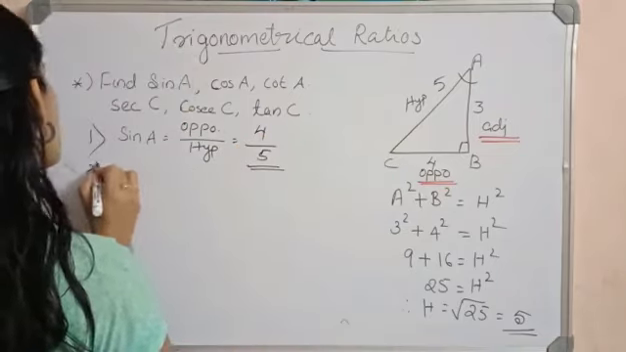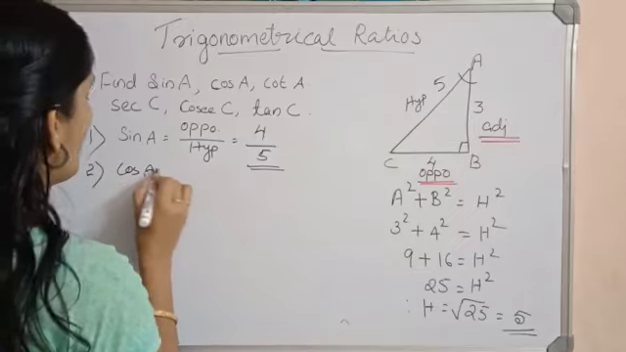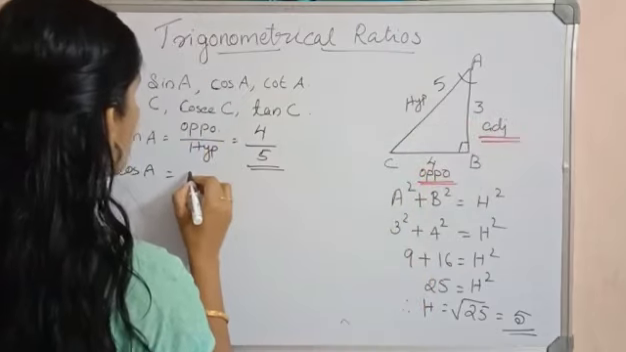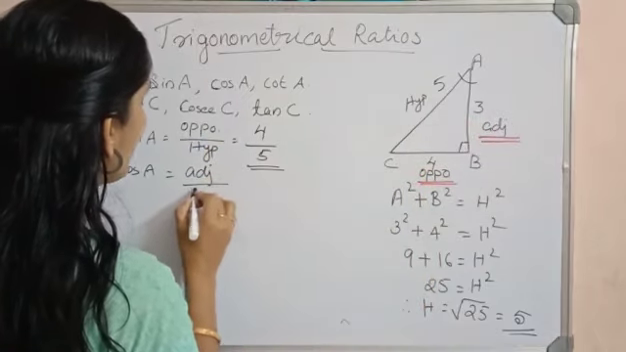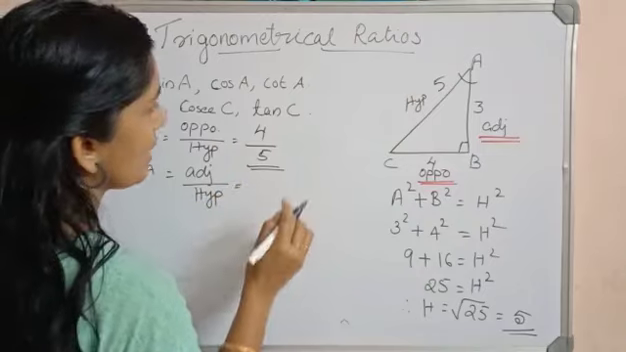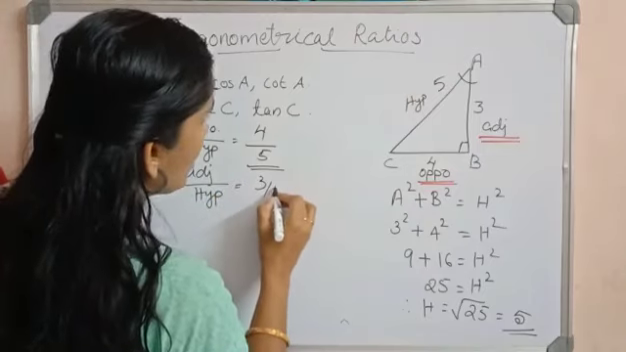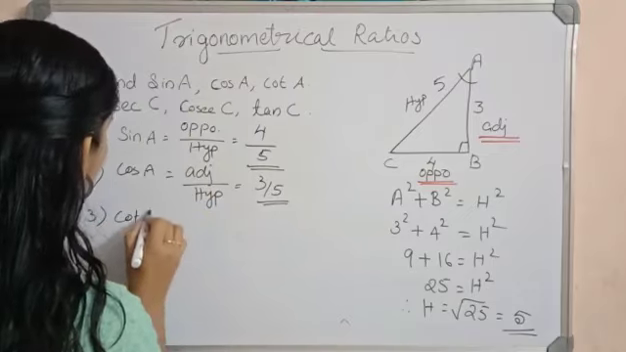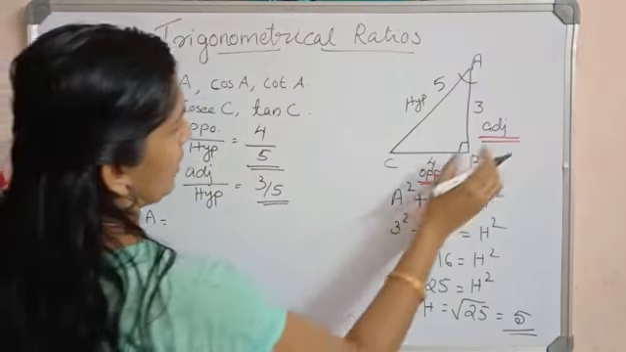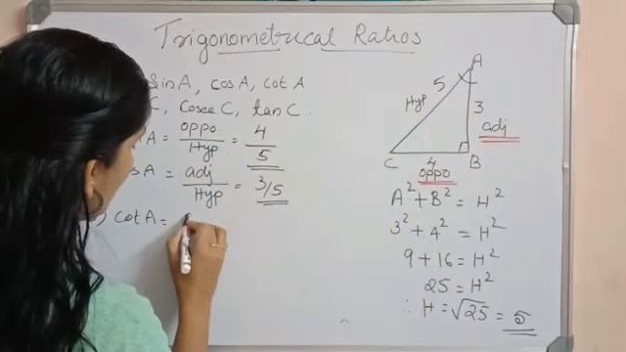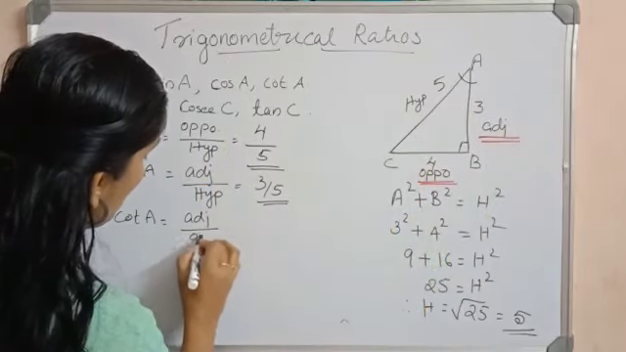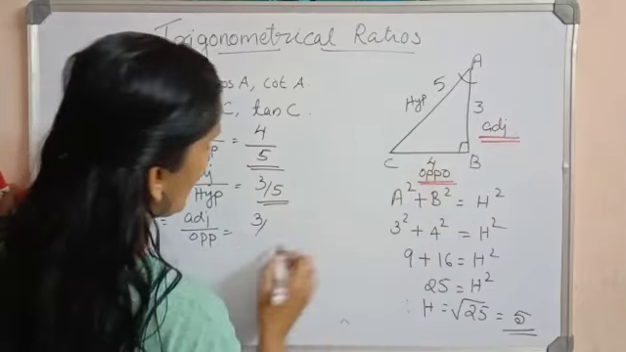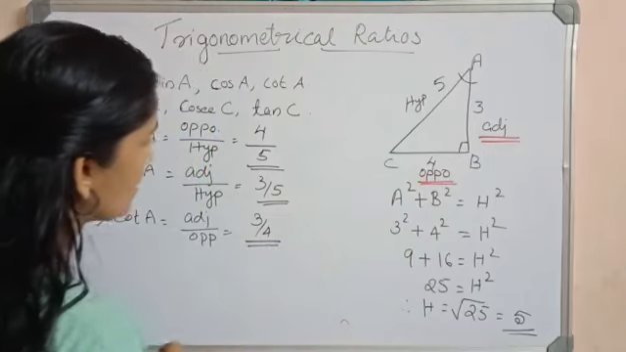The second one is cos A. Cos A is equal to adjacent side by hypotenuse, and that is same as 3 by 5. The next is cot A. Cot A is adjacent side by opposite side. So the adjacent side is 3 and the opposite side is 4. So 3 by 4 is the value.